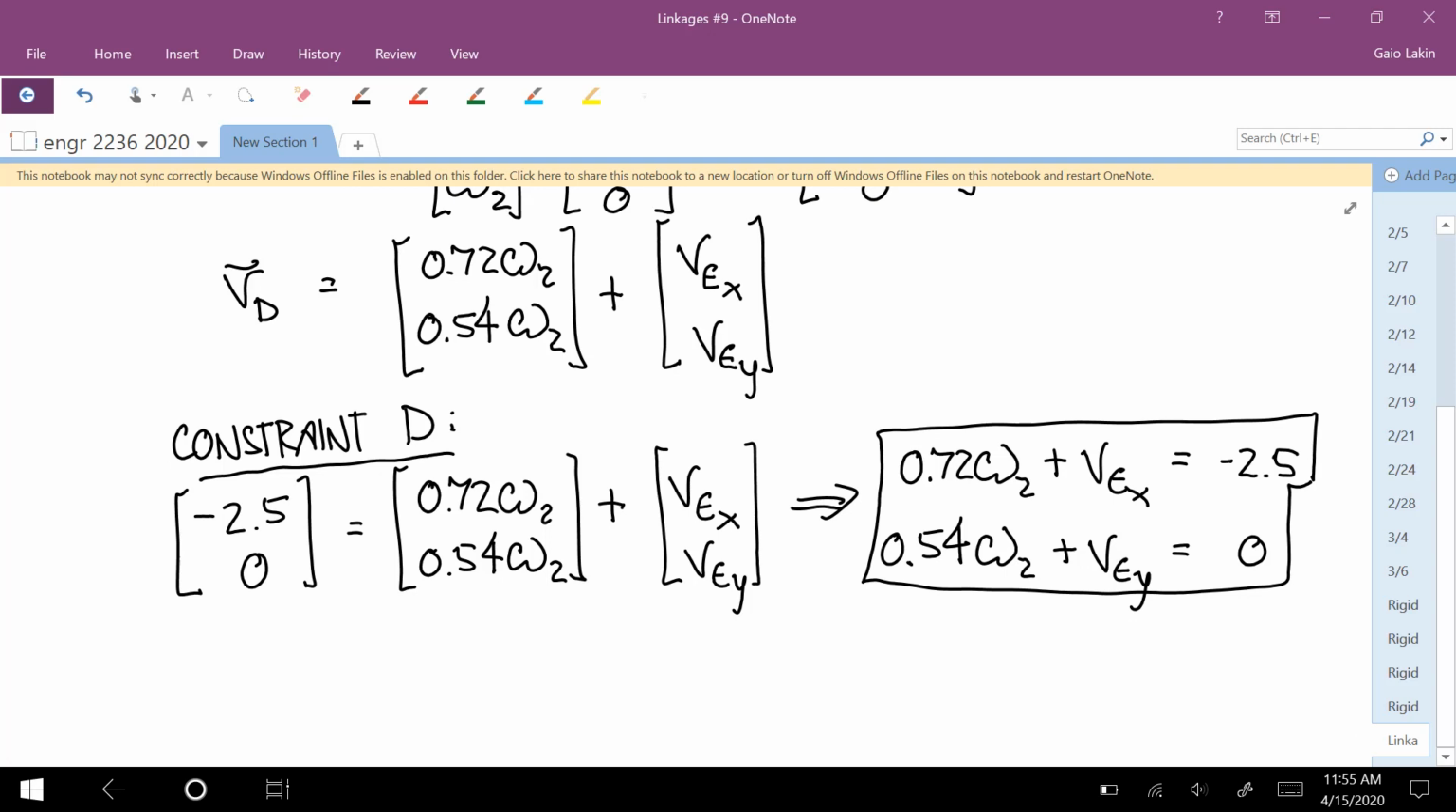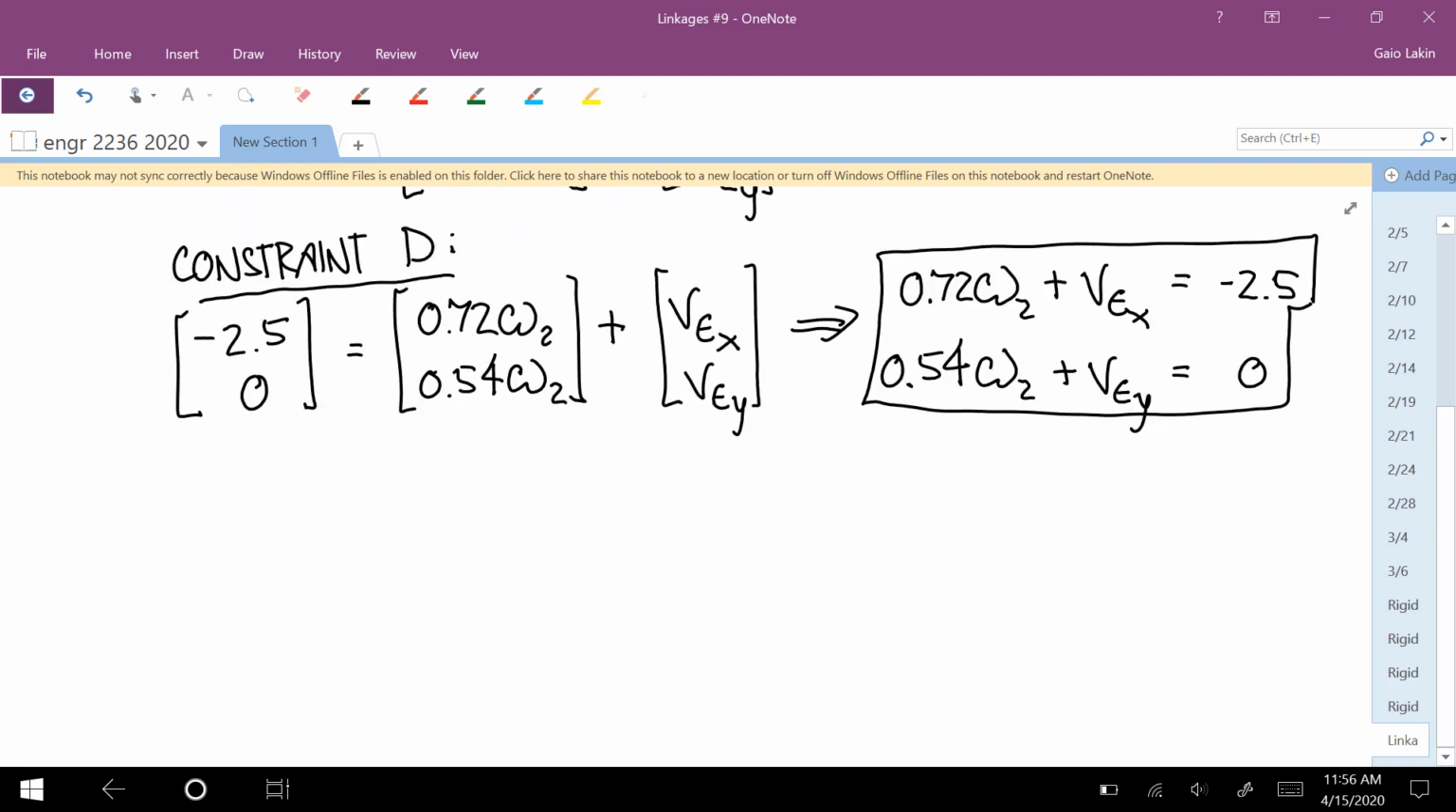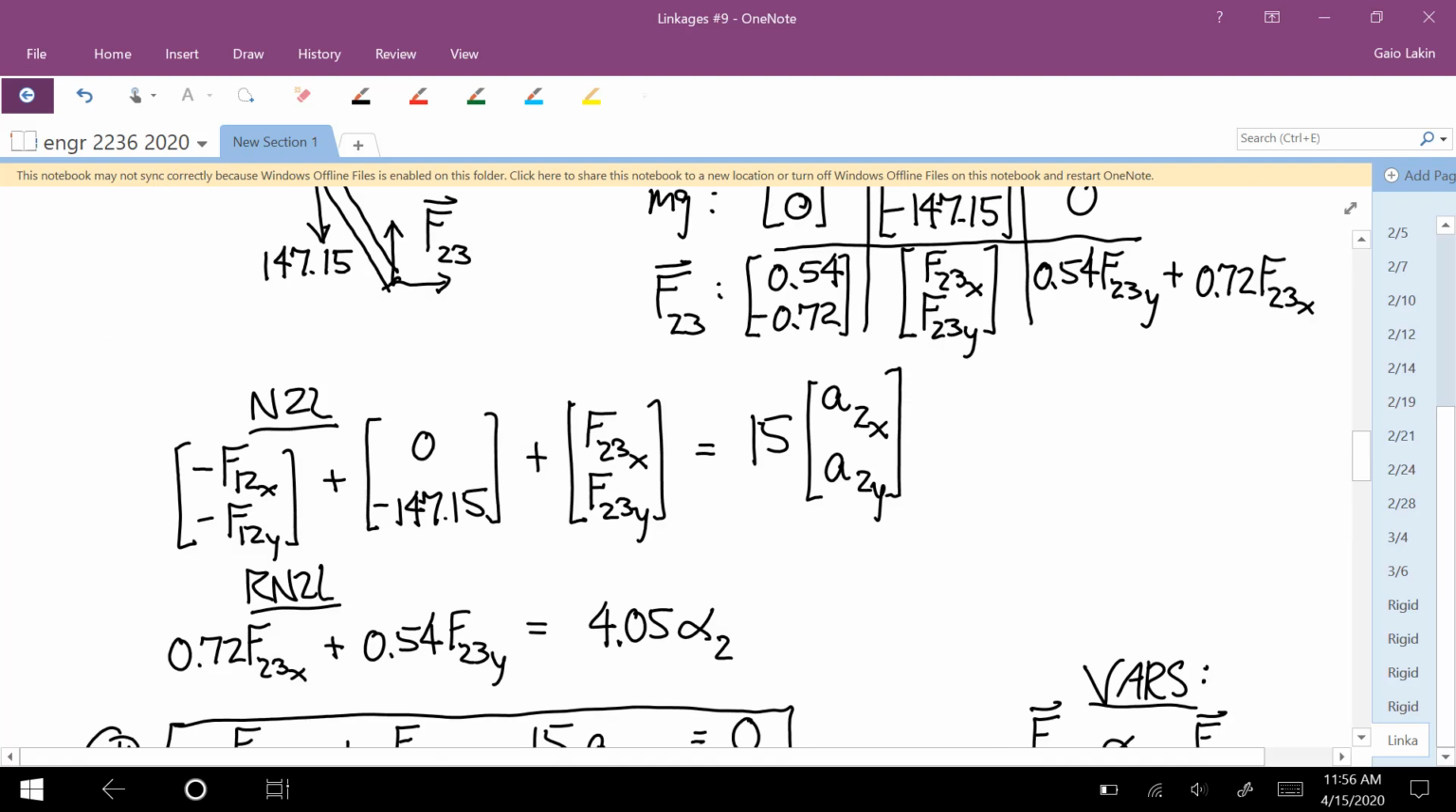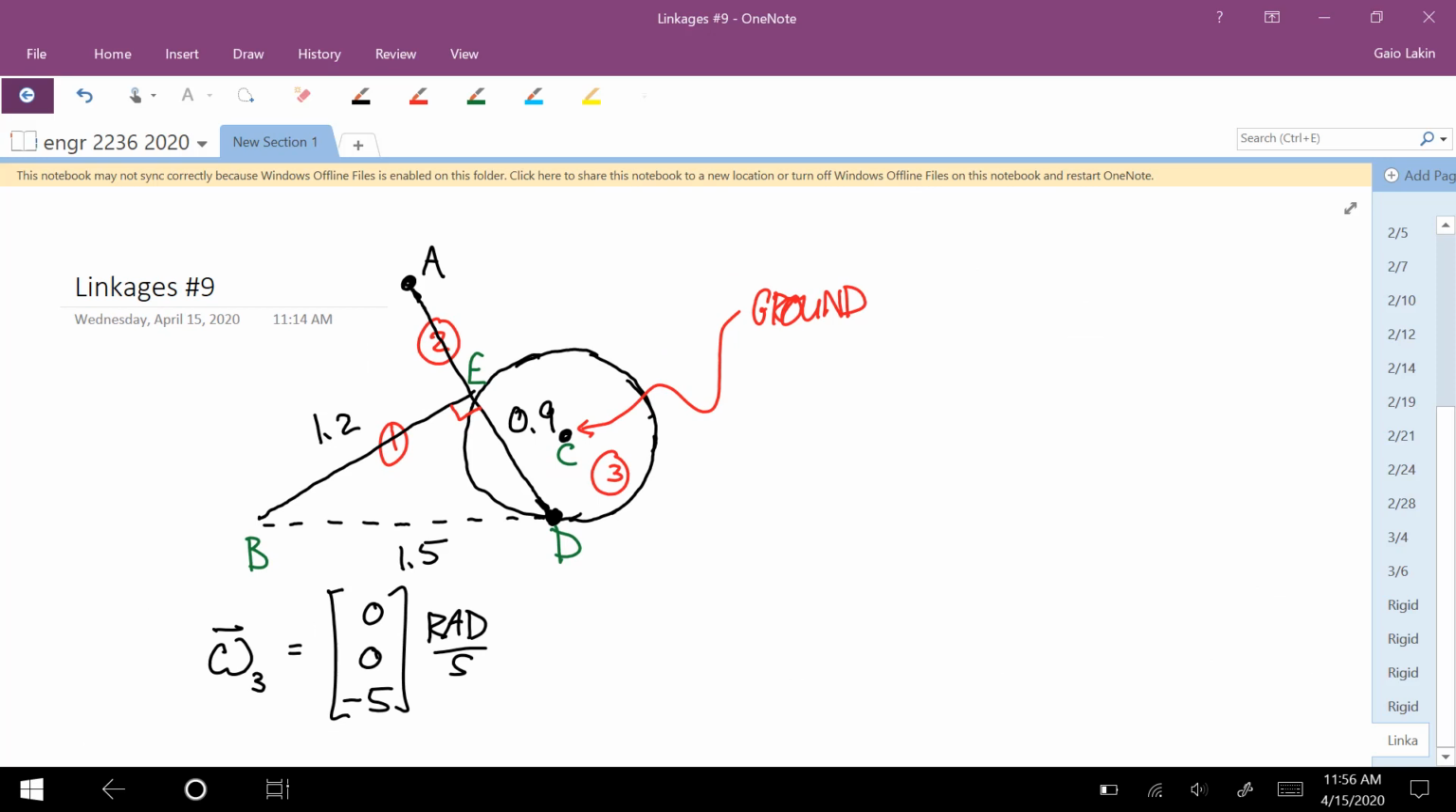So remember where we are. We're trying to calculate these omegas so we can go on to our usual constraint equations, which have to do with angular accelerations. So we have our constraint equations at D. We can't solve them yet. And now we want our constraint equations for velocity at E.